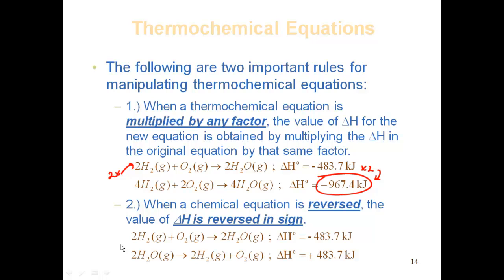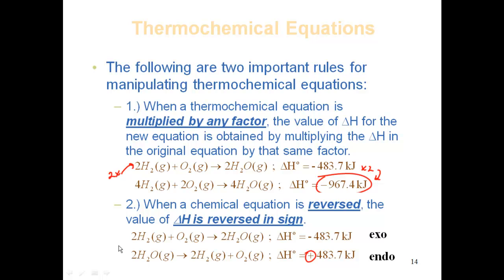I have to change the sign of that delta H, which is now positive. Okay, so the first reaction is an exothermic reaction. When I flip the reaction, now the opposite process is happening. Now it's an endothermic reaction.